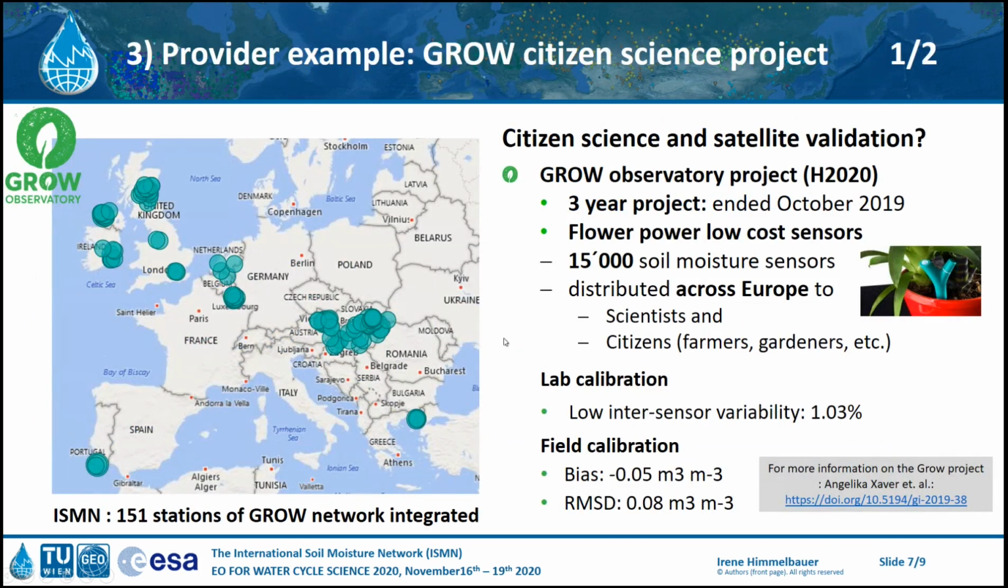To give you now a provider example, I want to introduce the Grow Citizen Science project. This is an H2020 European project which ended last year in October. Within this project, 15,000 soil moisture sensors have been distributed across Europe to citizens and scientists. And the really interesting thing about this project is that they distributed low-cost sensors. More information on the quality of the data can be found within this paper, Xaver et al. And we were really happy that we could include 151 stations this year of the GROW network within the ISMN.